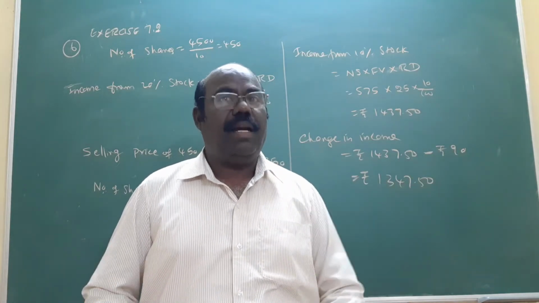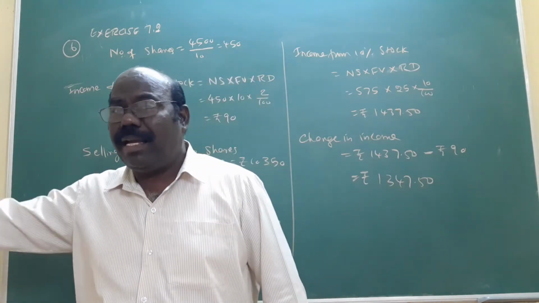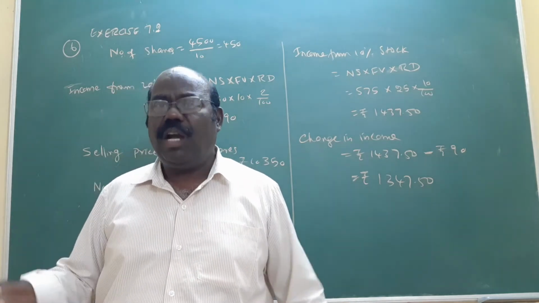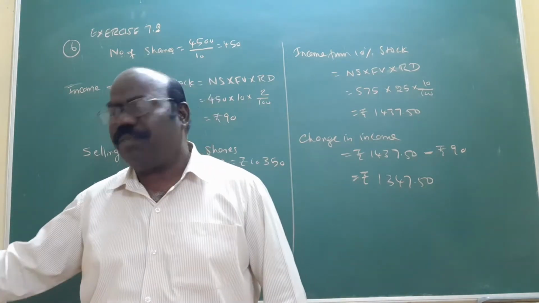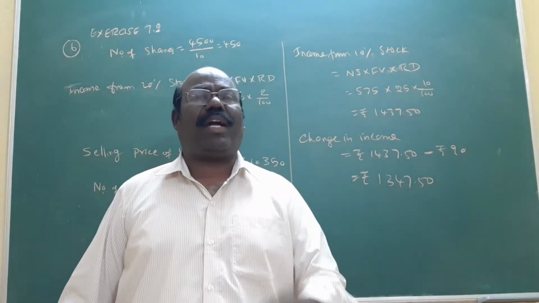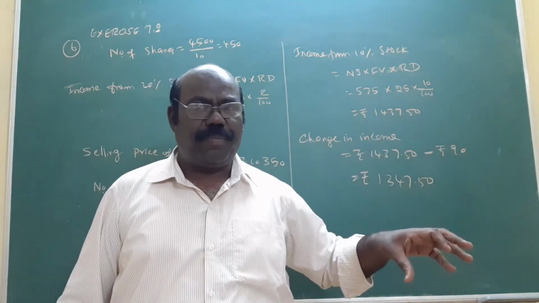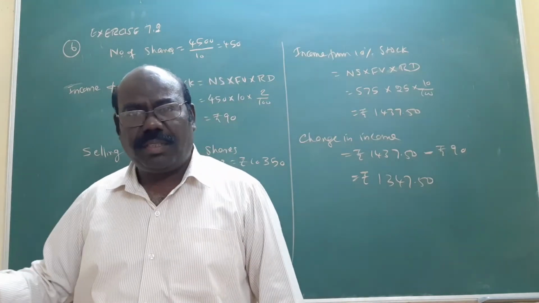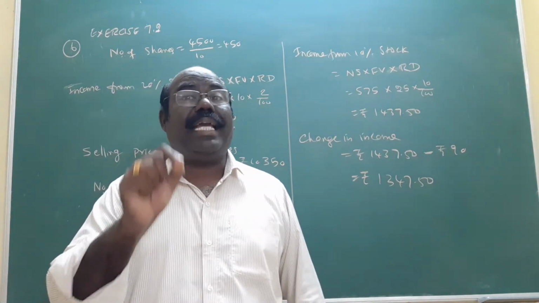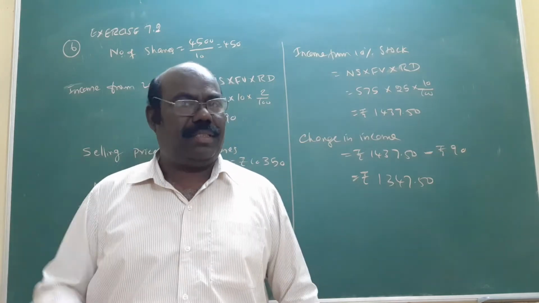First, income from the bank is what? 1,000 rupees. Now, income from the finance company is what? 1,500. What is the change in income? 1,500 minus 1,000, we get 500 rupees extra. That is the change in income. Income from the first source, then income from the second source, then subtract both. That is called change in income. Am I right?